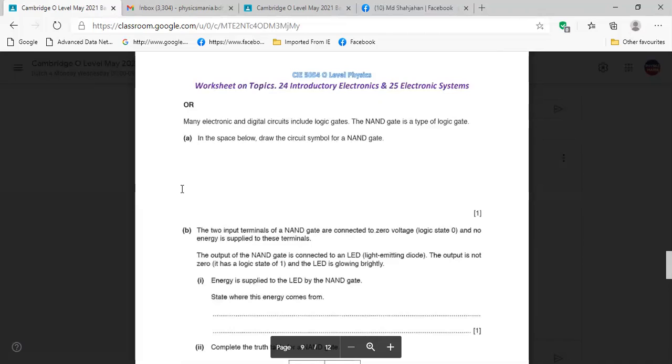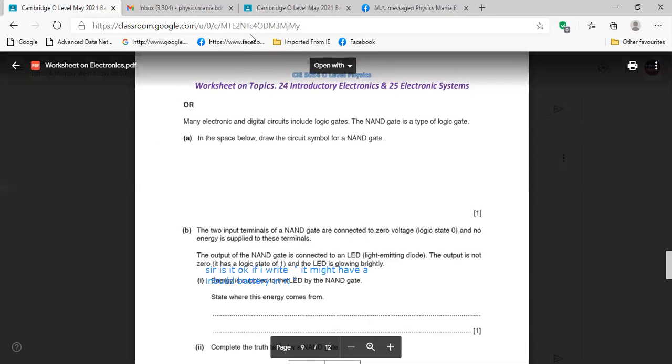Yeah, B, read B. The two input terminals of a NAND gate are connected to zero voltage and no energy is supplied to these terminals. The output of the NAND gate is connected to an LED. The output is not zero and the LED is glowing brightly. Energy is applied to the LED by the NAND gate. State where the energy comes from.